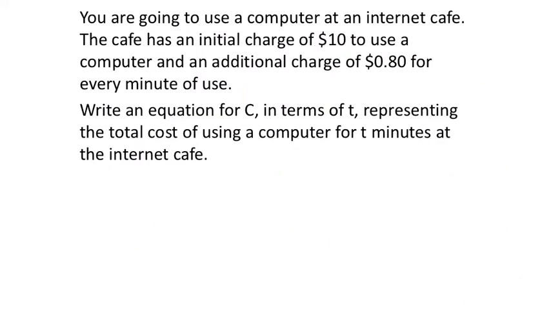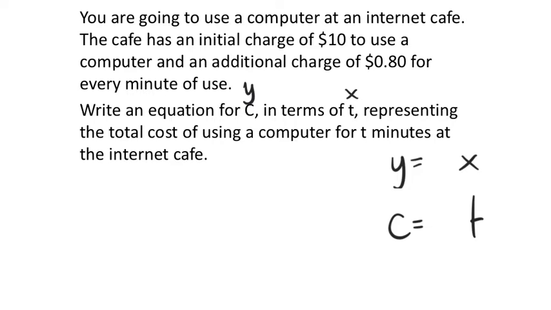There it is. You're going to use a computer at an internet cafe. The cafe has an initial charge of $10 to use a computer and an additional charge of 80 cents for every minute of use. Okay, write an equation for C in terms of T, and again, that's Y in terms of X. So we know that the C is the Y and the X is now T. So when we write the equation, Y equals mx plus b, just filling in the blanks, I now know what Y and X represent. Y is C, the total cost of using a computer for T minutes at the internet cafe. Told us right there in the problem.